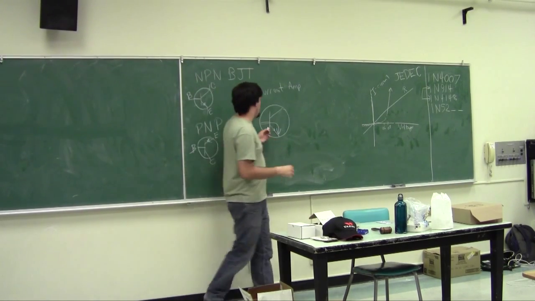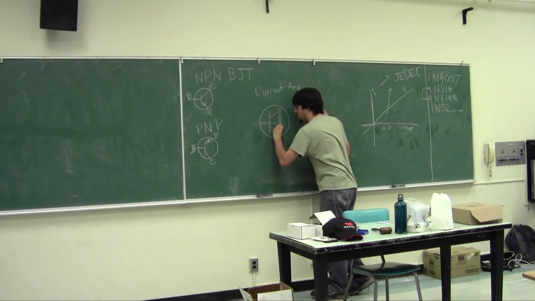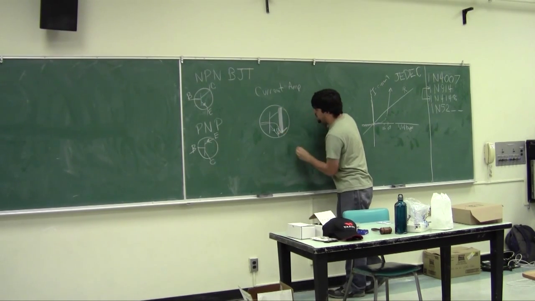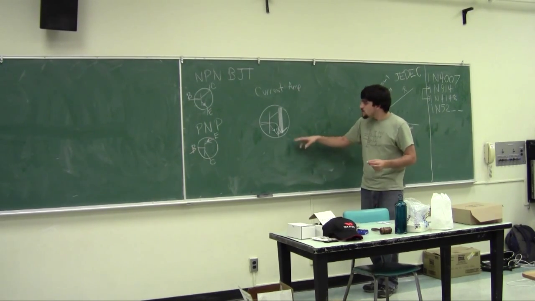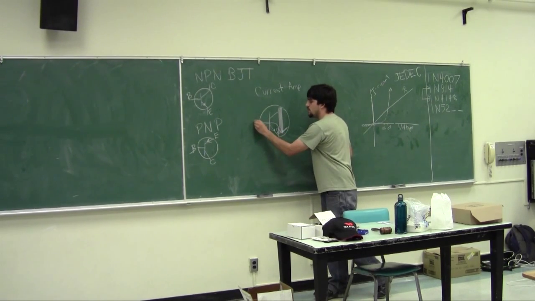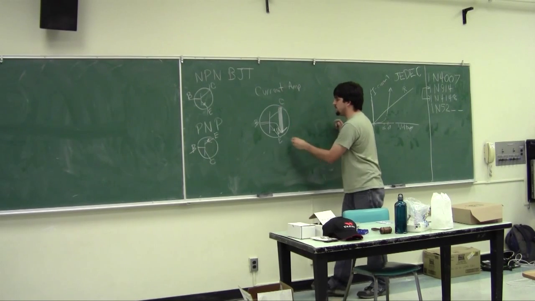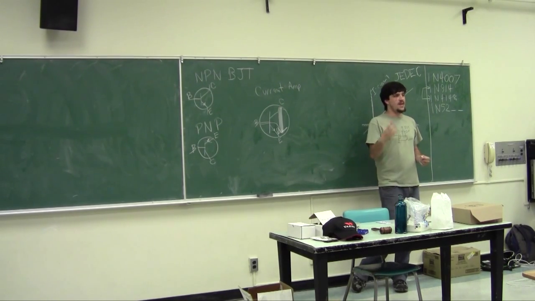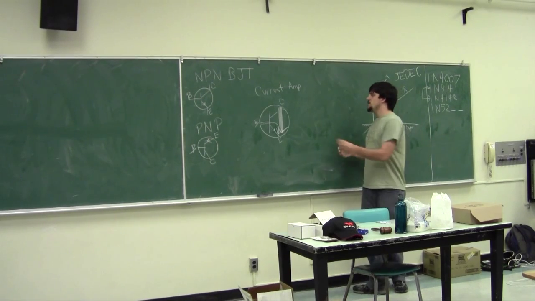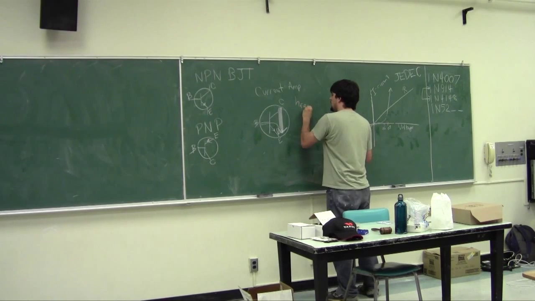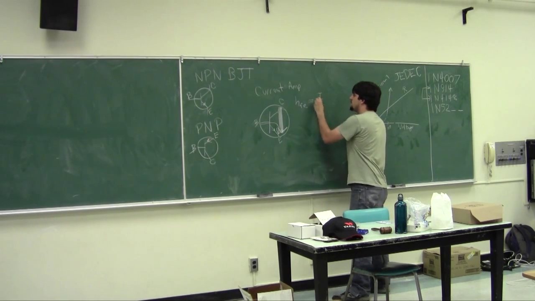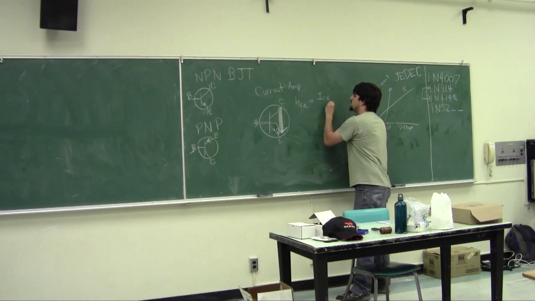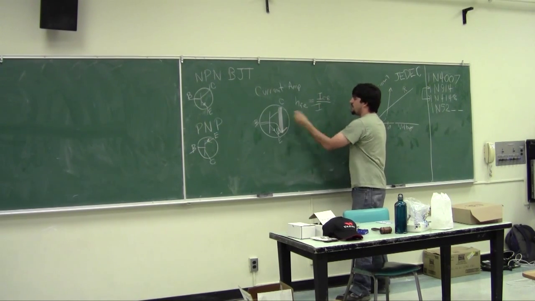This small current then causes a very large current from the emitter, collector, sorry. So small current from the base to the emitter causes a large current from the collector to the emitter. And this is called the HFE of the transistor. So HFE, which you'll find in your data sheets for whatever transistor you pick, is going to equal the current from the collector to the emitter divided by the current from the base to the emitter.